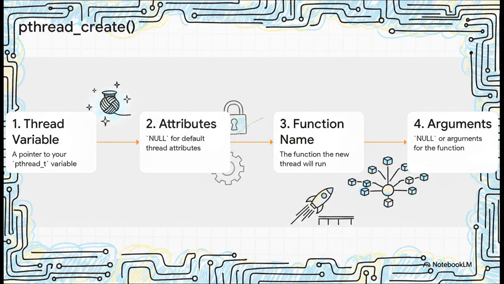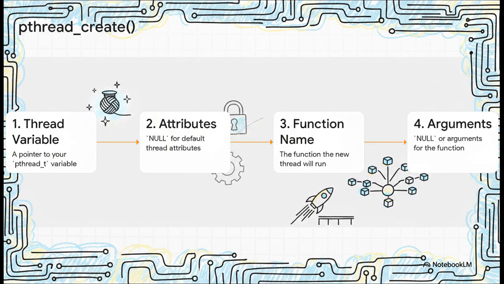Okay, let's zoom in on that pthread_create function, because it's really the star of the show. The first thing you give it is a pointer to that thread ID variable we just talked about. The second part is for some fancy attributes, but for now, we're just going to ignore that and pass in NULL. The third argument is the big one.